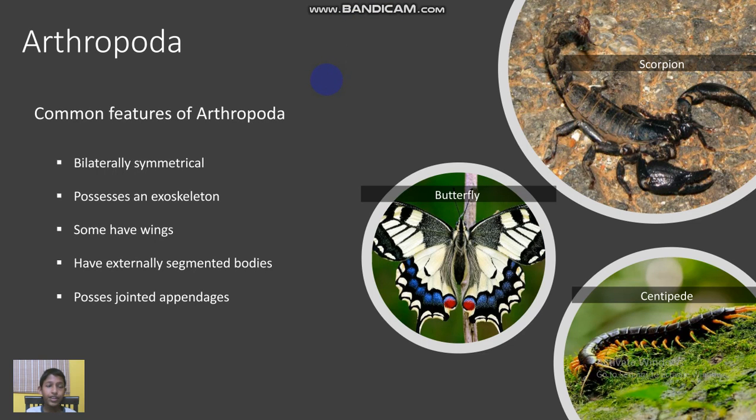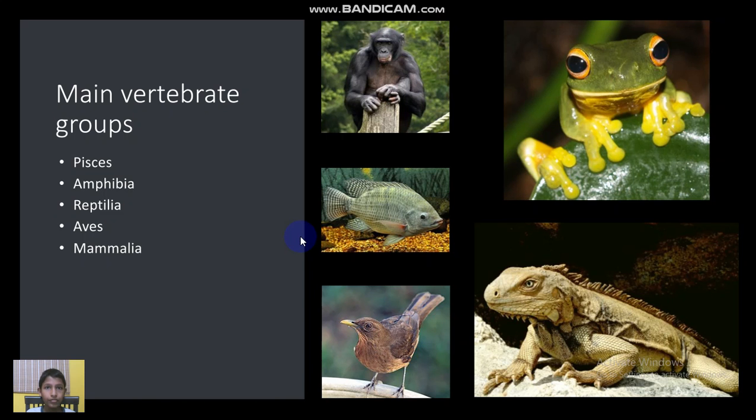The next category we see here is Arthropoda. Some examples of arthropods are scorpions, butterflies, centipedes, spiders, and all the insects in the animal kingdom. The common features of arthropods are that they are bilaterally symmetrical. They possess an exoskeleton, which we can clearly see in the scorpion and the centipede. Some have wings like this butterfly and other moths. They have externally segmented bodies, and they have jointed appendages. Now we have completed the main invertebrate groups.